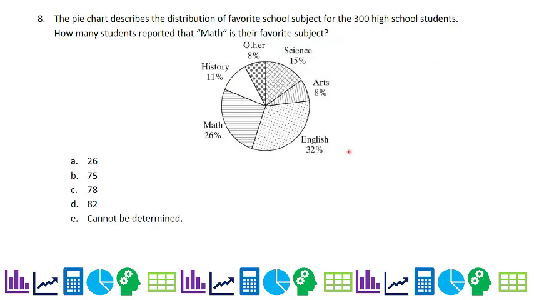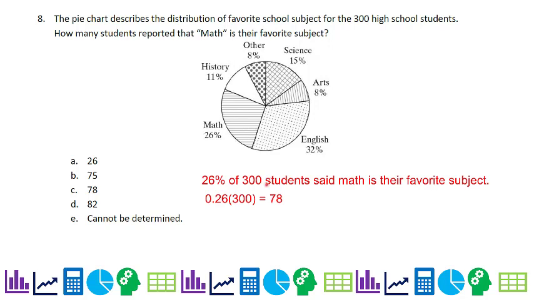Finally, question 8. Question 8 says the pie chart describes the distribution of favorite school subject for the 300 high school students. How many students reported that math is their favorite subject? So we know 26% of the 300 reported math as their favorite subject. Then we just take that to 0.26 and multiply it by 300, and we get 78. 78 is the correct answer.